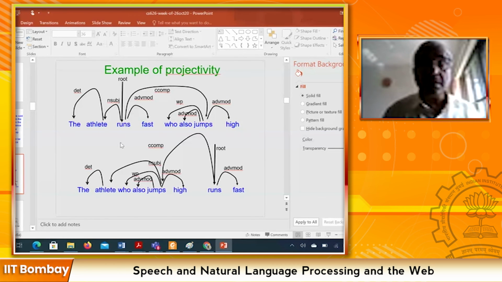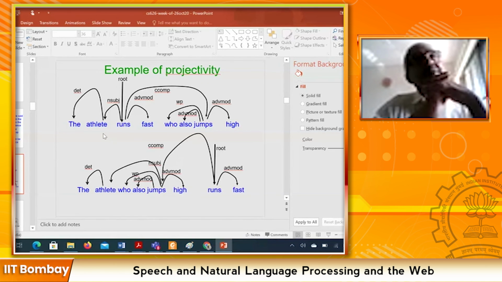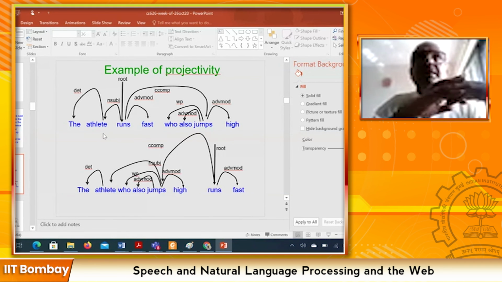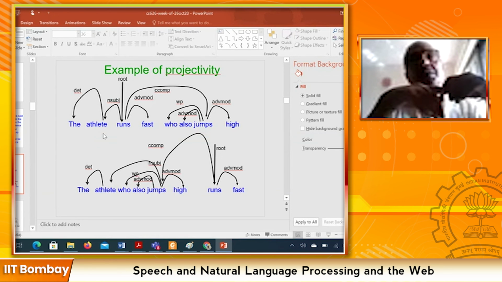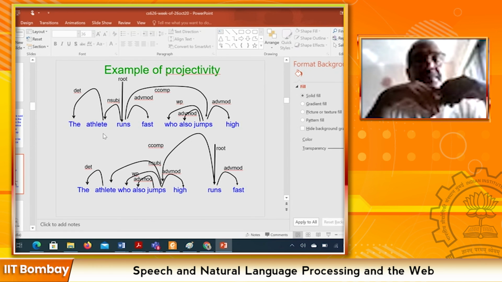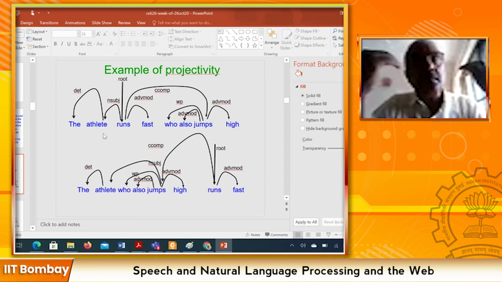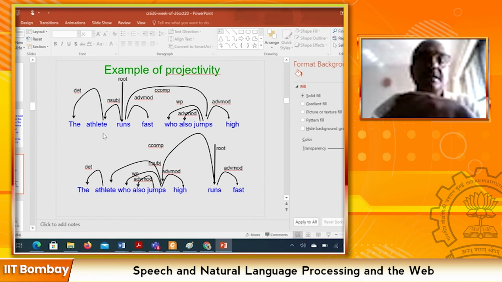So I think your question is, what is better, to keep runs close to athlete, or to keep jumps close to athlete? Is that the question, Saurav? Yes, sir. Well, this is another point of view, but it has been found that if you keep the head and modifiers adjacent to each other, then many computational processes are better. In transition-based dependency parsing, for example, when the modifier is immediately adjacent to the head, then the push and pop operations are, I believe, fewer in number and also easier to decide compared to when the modifier is far away.